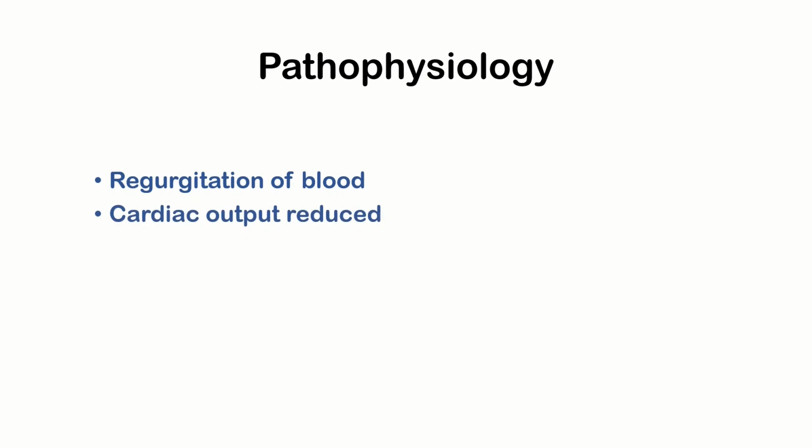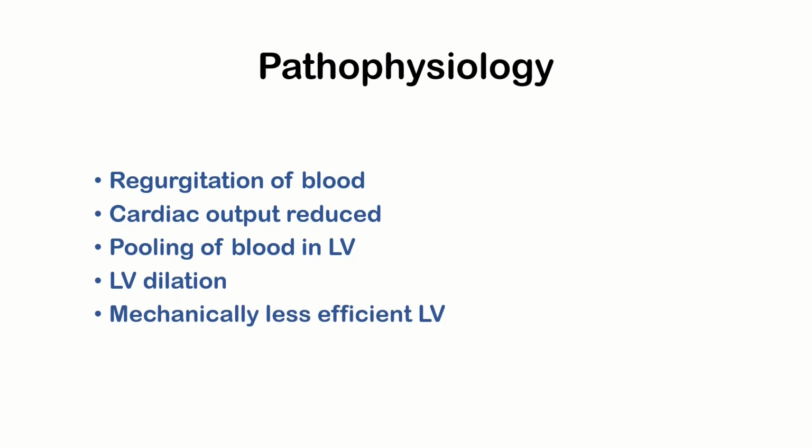Now, let's talk about the pathophysiology of aortic regurgitation. So, as I mentioned earlier, there will be a regurgitation of blood into the left ventricle. Because of this, the total blood volume that is pumped into the aorta is reduced, so the cardiac output will be reduced. Also, there will be pooling of blood in the left ventricle which eventually leads to the dilation of the left ventricle. Dilation of the left ventricle causes the heart to be mechanically less efficient. The overall reduction of cardiac activity will cause angina, cardiac arrhythmias, and dyspnea.